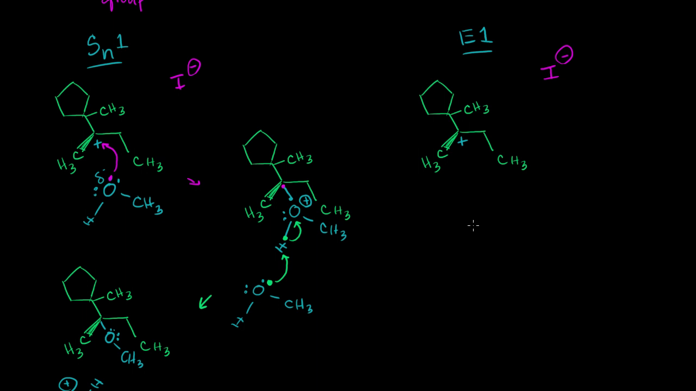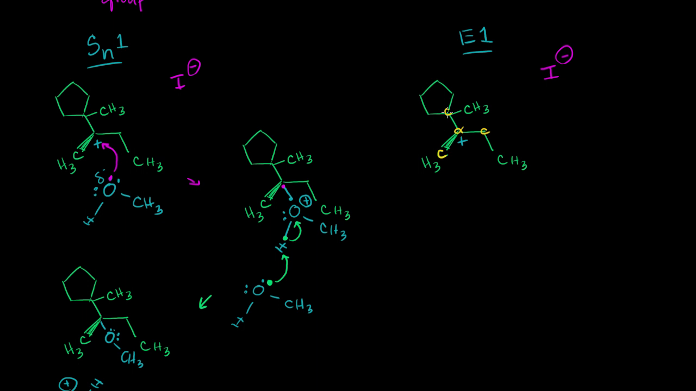And in an E1 reaction, you don't get substituted. What happens is one of the beta carbons gets a hydrogen swiped off of it by a weak base. Now let's think about what a beta carbon is. The alpha carbon is the carbocation carbon. That's right over there. Beta carbons are one carbon away. So this is a beta carbon, this is a beta carbon, and then that is a beta carbon.